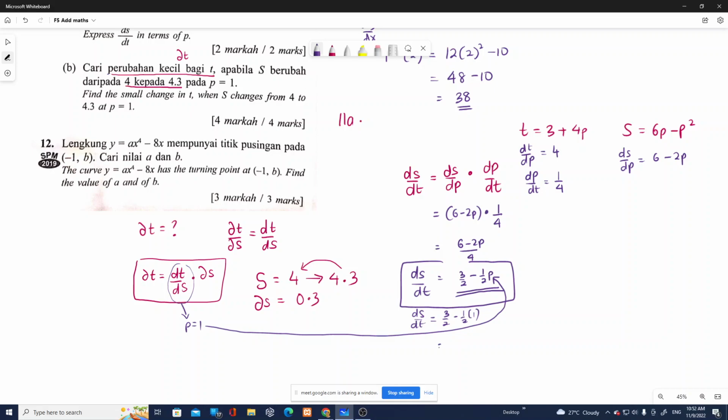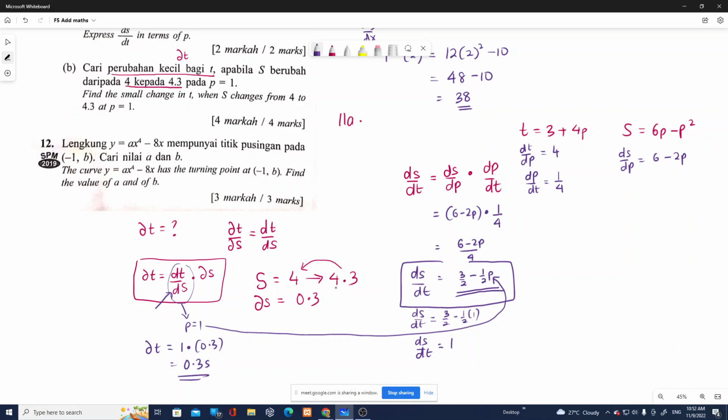So you get how much? 3 minus, dapat 1. ds per dt ialah 1. Jadi apakah dt per ds? 1 juga. So your delta t becomes 1 darab dengan 0.3. You get 0.3 second, sebab time kan.